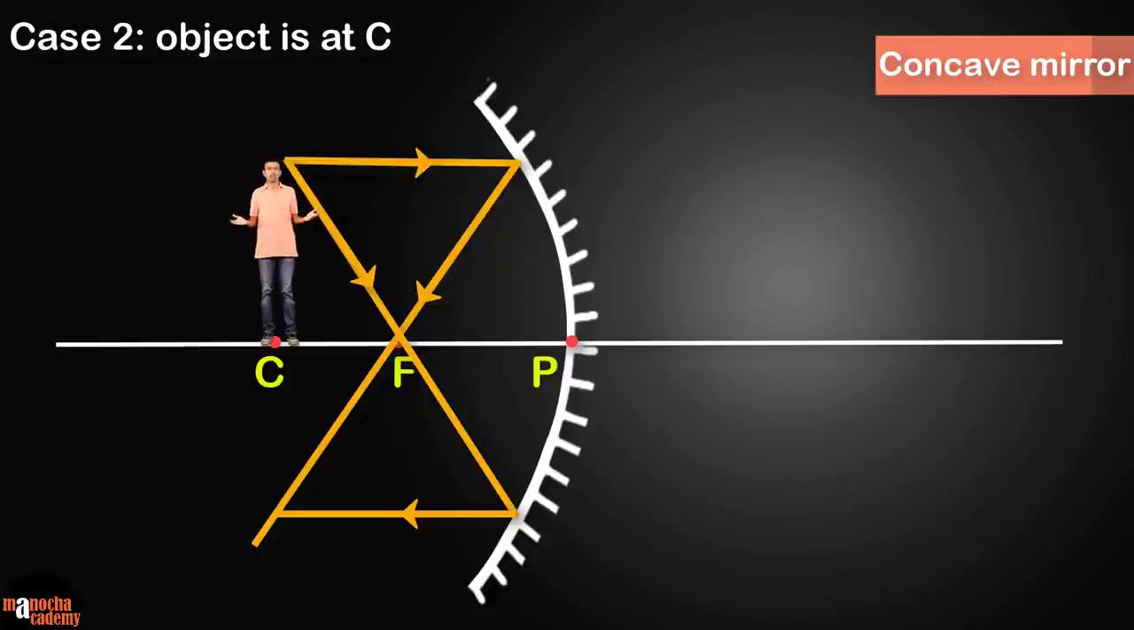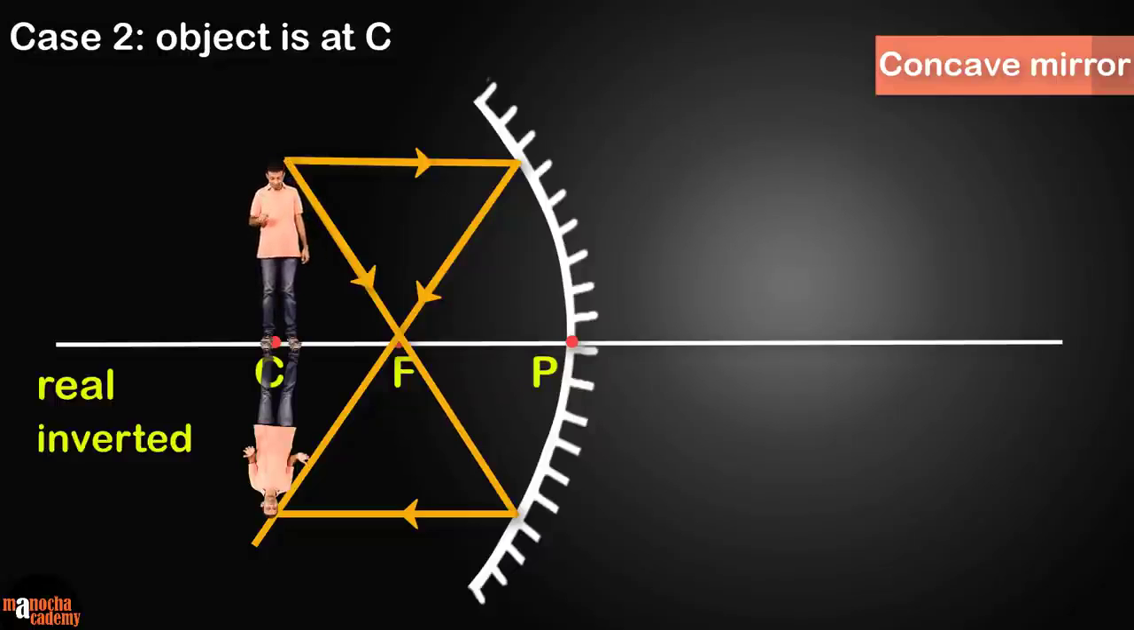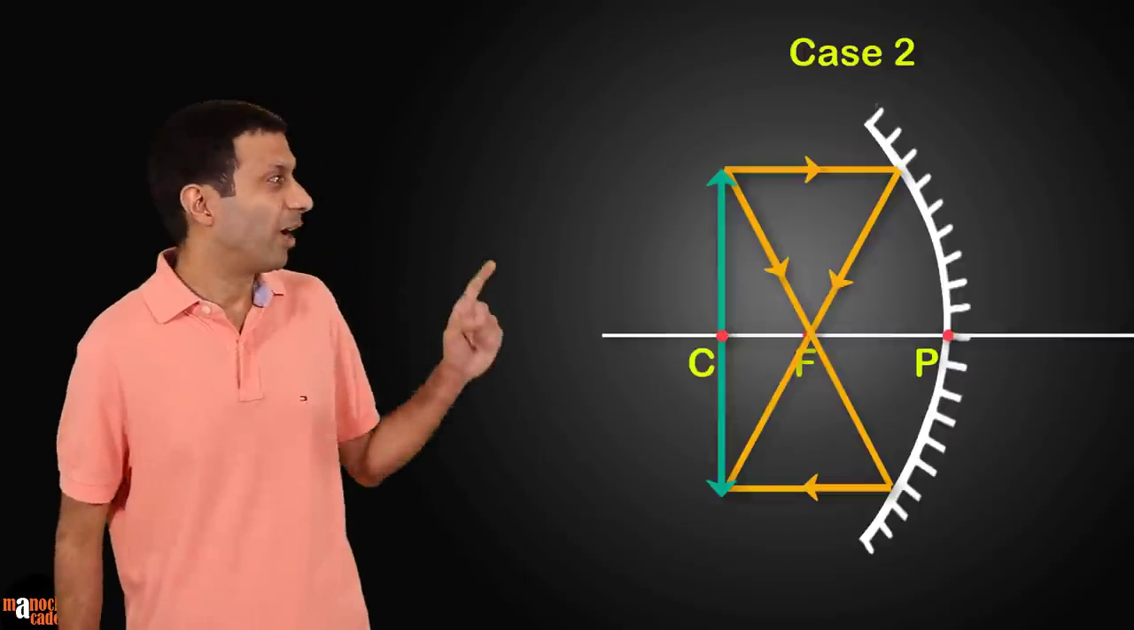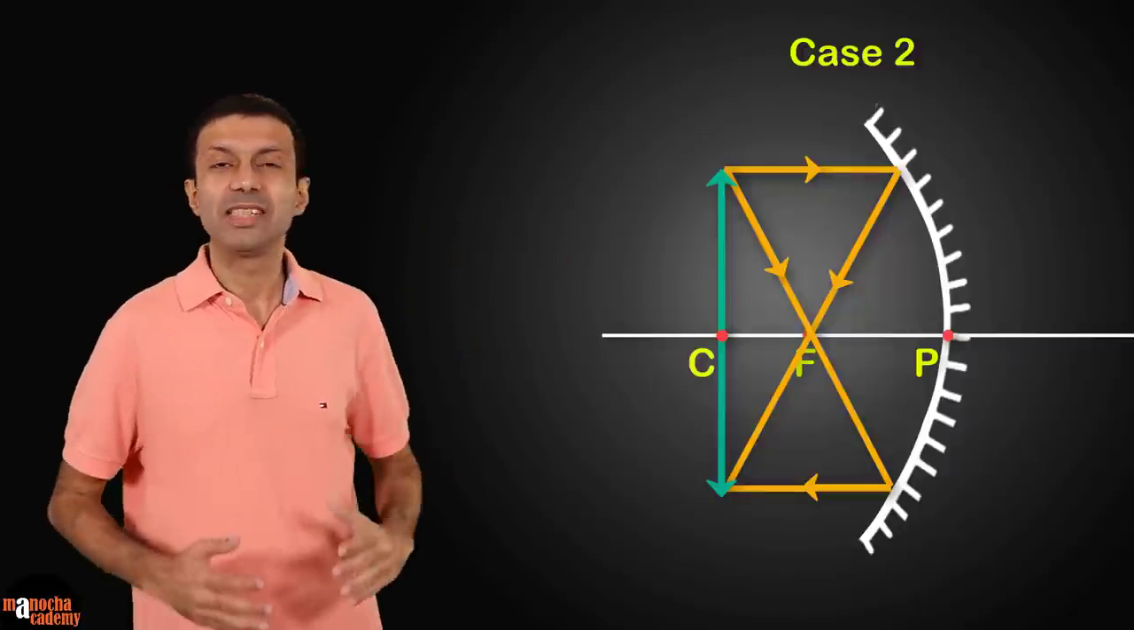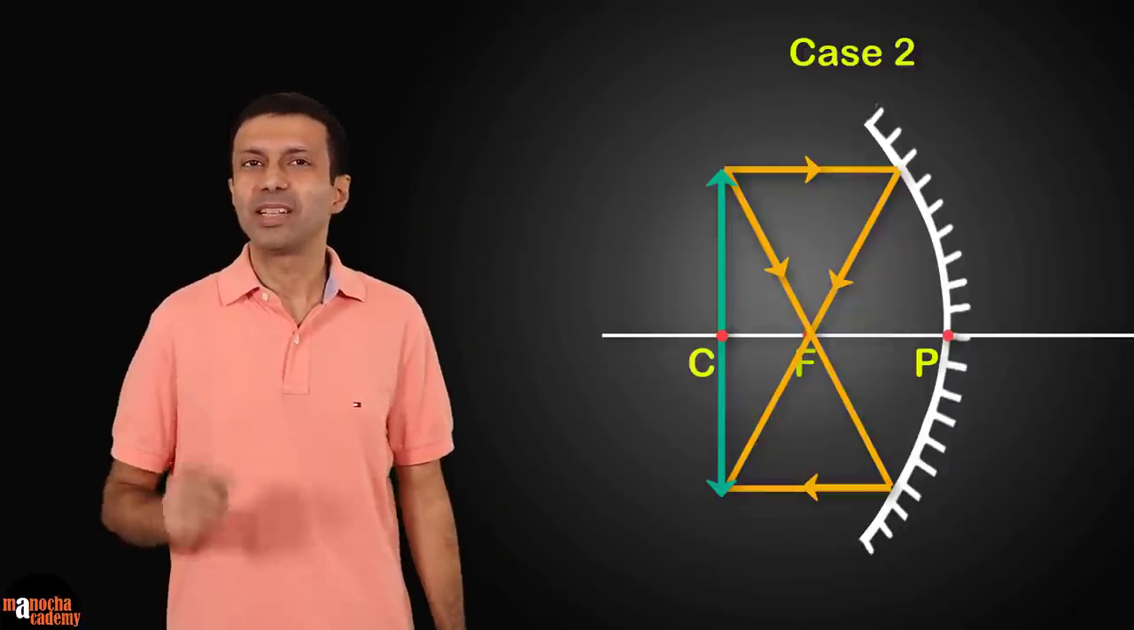Where is my image? As you can see here, it's exactly below me. What is the nature or properties of the image? It's real and it's inverted. It's the same size as the object, so the same height as me, and its position is at the center of curvature.